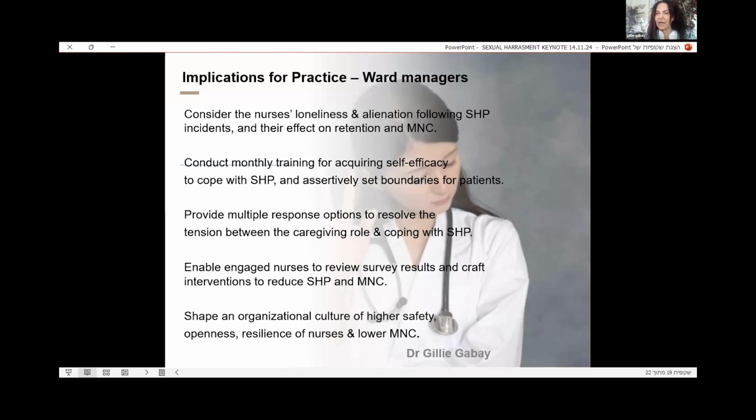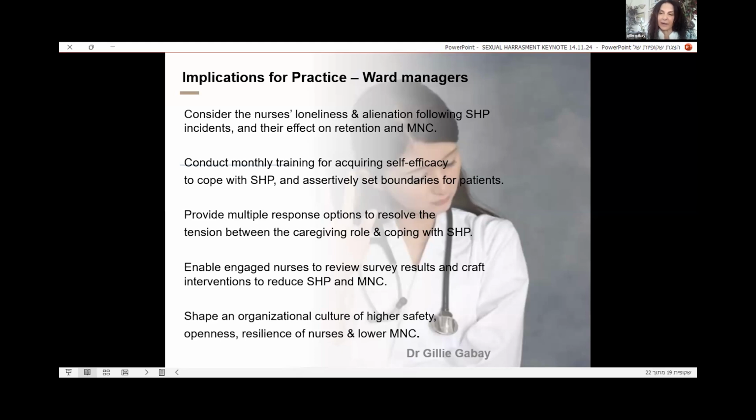And this is something that I was working with nurses about, because nurses said, well, this is just a part of our job. What can we do? No, this is not a part of their job, and they need to assertively set boundaries to reduce this from happening.